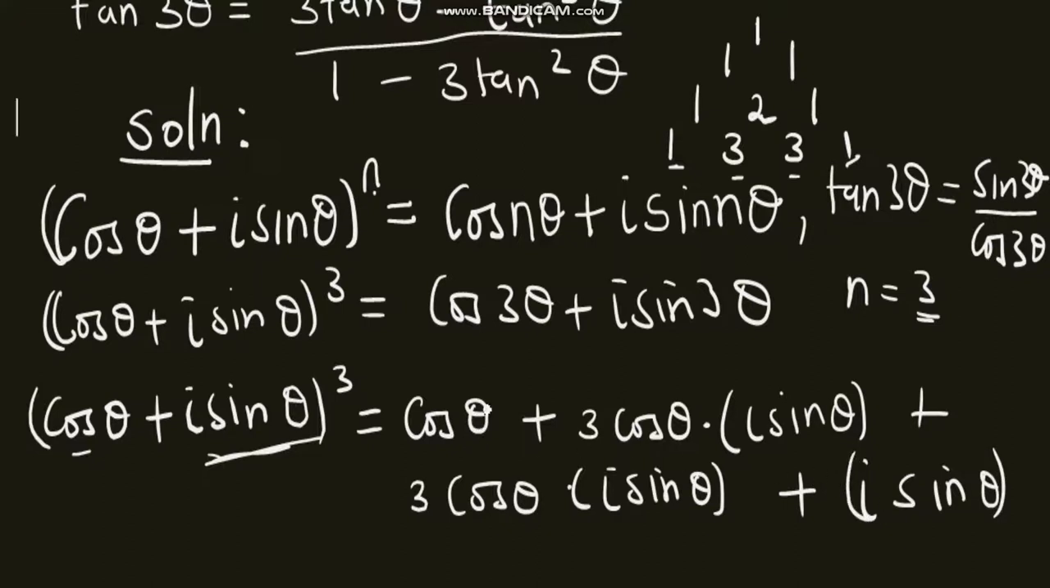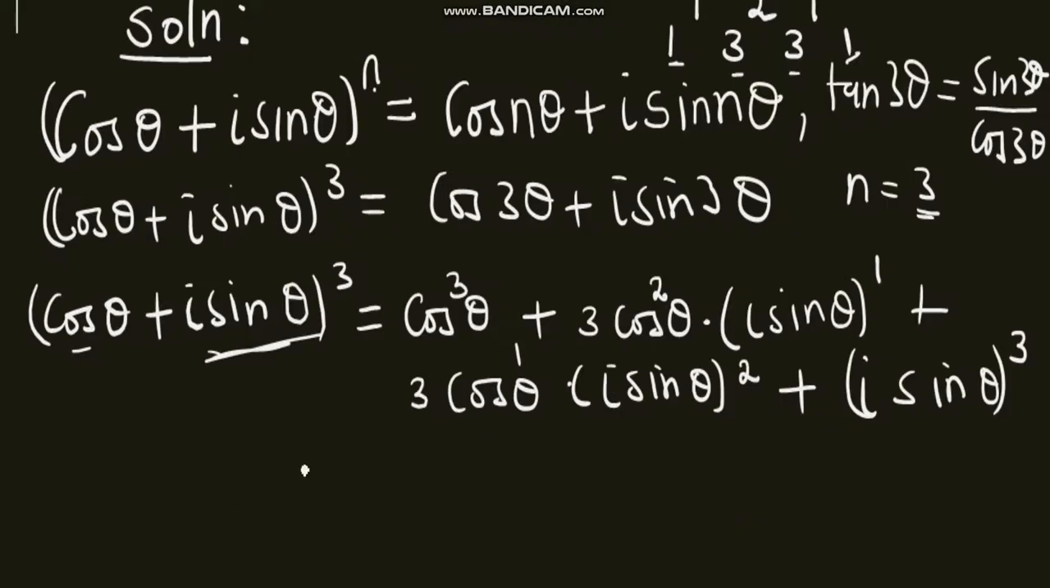Now we are going to increase the powers of sine and reduce the powers of cos. For example, here cos started with 3, it reduced to 2, it reduced to 1, then here it went to 0. The powers of i sine theta were 0, then increased to 1, then 2, and here it went to 3. Good, hope we are understanding the numbers.